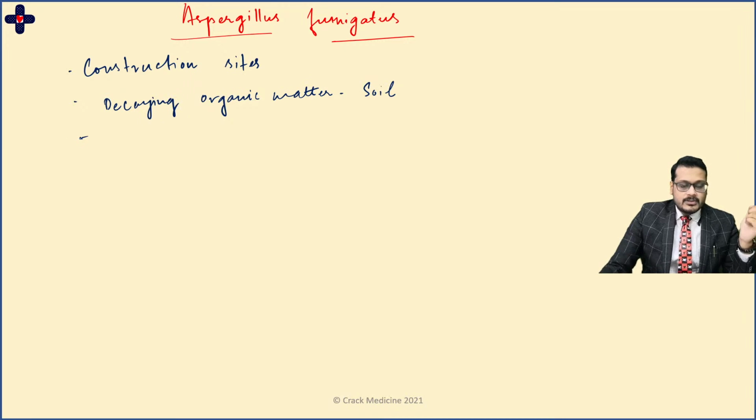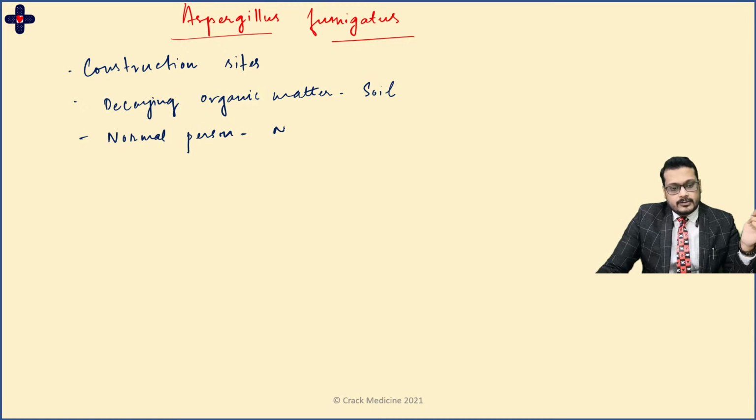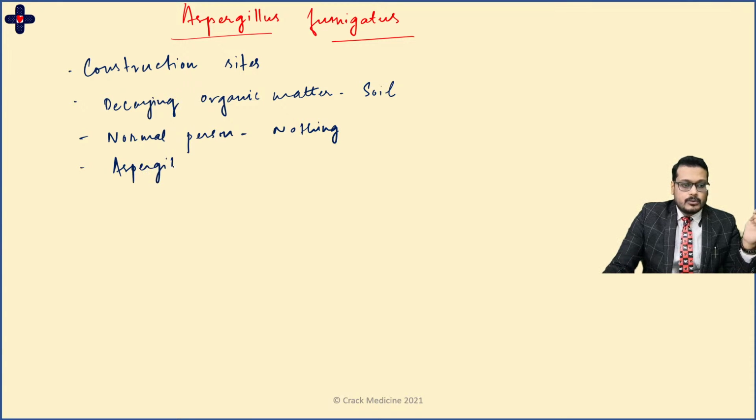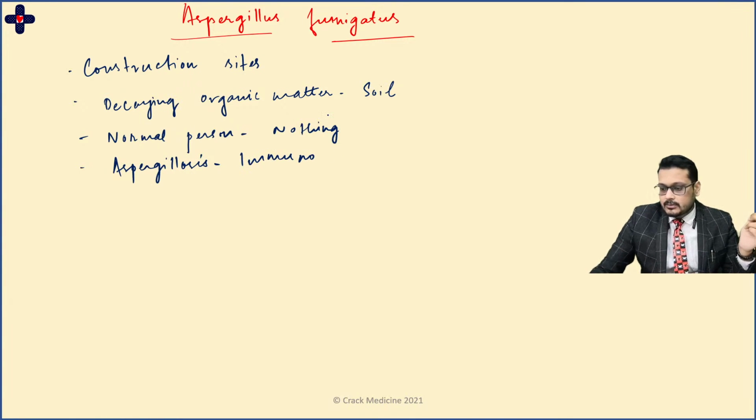Then what happens in a normal person? A normal person inhales around 200 to 2000 spores every day, but nothing happens to them. Why? Because our immunity kills all of these spores. But it causes aspergillosis in people who are immunocompromised. All right. I am actually very happy to see that all of you have answered it correctly.